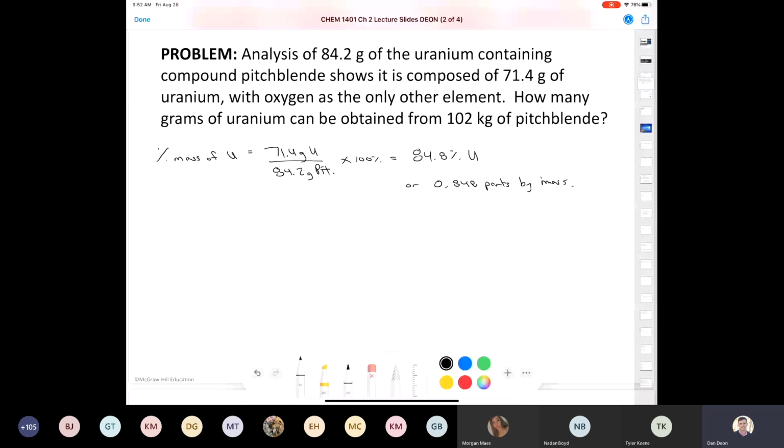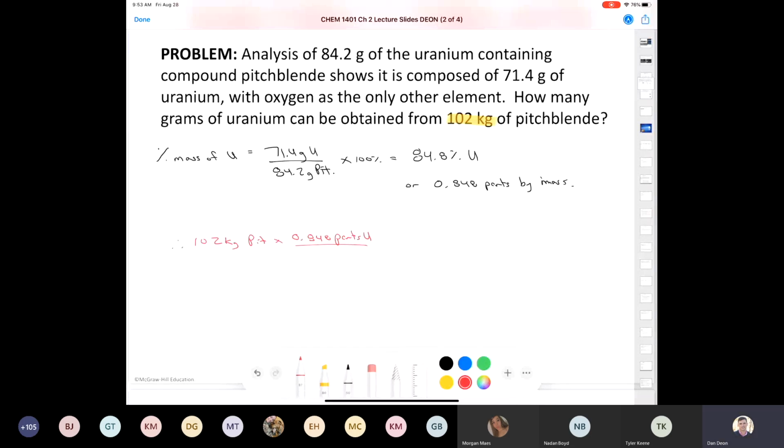And now it's asking me how many grams of uranium can be attained from 102 kilograms of pitchblende, right? I've already figured out what the mass percentage of uranium is in pitchblende. All I have to do is multiply that by the mass of my sample of pitchblende, which is 102 kilograms. So let's write that down. Therefore, 102 kilograms of pitchblende multiplied by 0.848 parts of uranium.